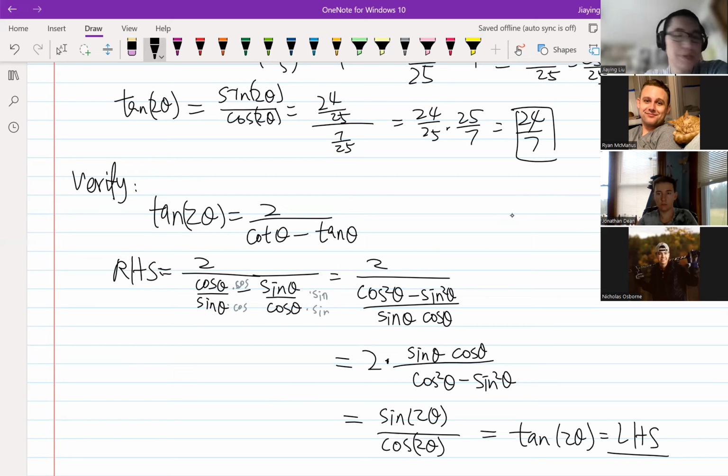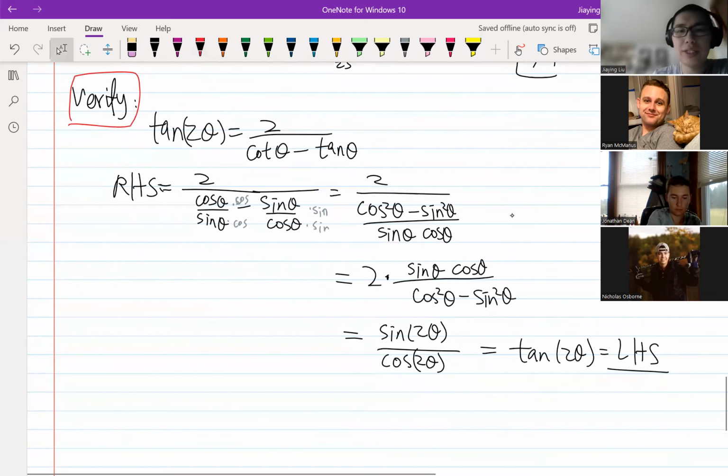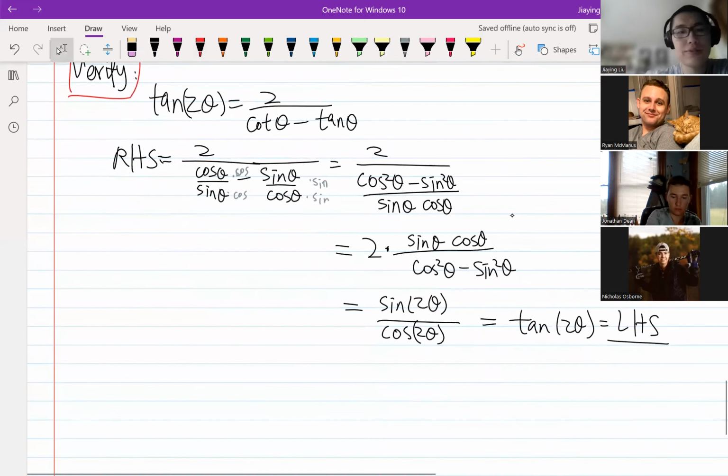Any questions on this? So again, just a reminder that when we want to verify or prove an identity, you don't want to cross multiply. You don't want to multiply both sides by the same factor, because if you do that, you're assuming the equation is equal. But we're trying to show it's equal, so try to keep them separate. All right, so that's the double angle formulas.